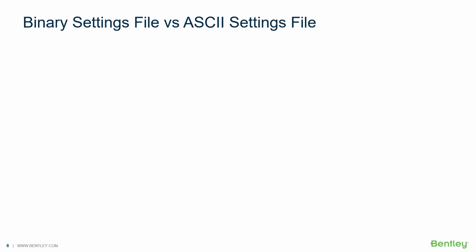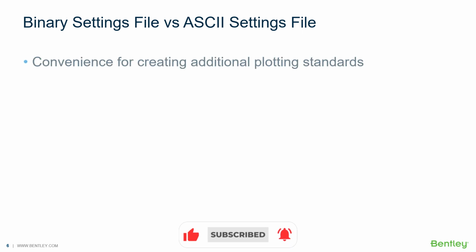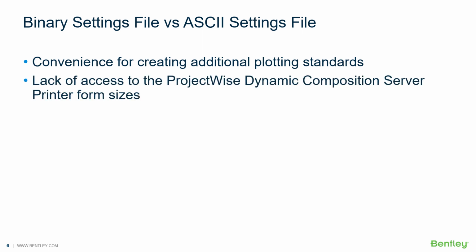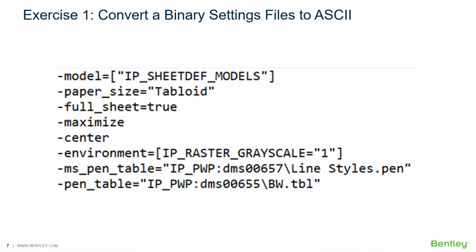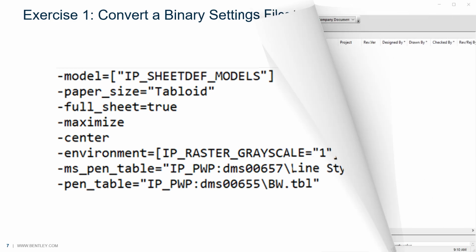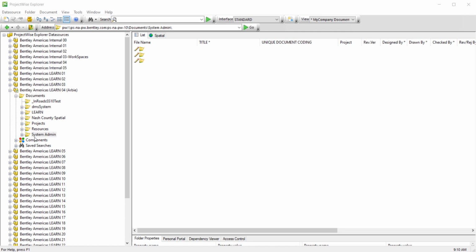To be perfectly clear, you can continue to use your binary settings files that are created via the ProjectWise Interplot Organizer. But the ASCII settings file does provide a certain amount of convenience for creating additional plotting standards, and it helps tremendously when you lack access to the ProjectWise Dynamic Composition Server printer and its form sizes. In this exercise, you will convert a binary settings file to an ASCII text file. So let's begin our exercise.